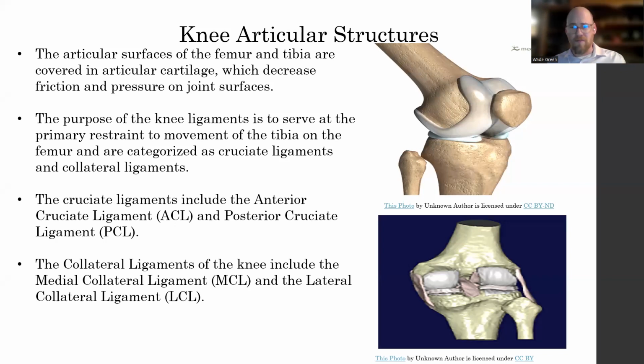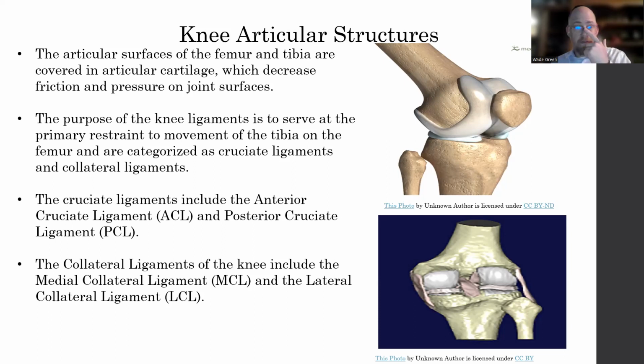And obviously, the purpose of the cartilage is to decrease the friction and pressure on joint surfaces. A little different from the menisci, which increase the contact area, and we'll learn about that as well. But what about the ligaments? The purpose of the ligaments is to serve as a primary restraint to movement of the tibia on the femur. And so the ligaments of the knee, the main ones, are organized into groups.